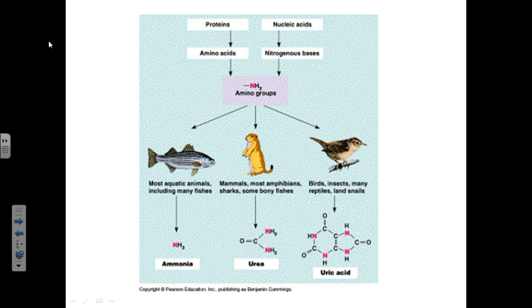And this is just showing you fish just urinate out ammonia. Mammals, amphibians, some bony fish, not many, make urea. Birds, most reptiles, some insects make uric acid.